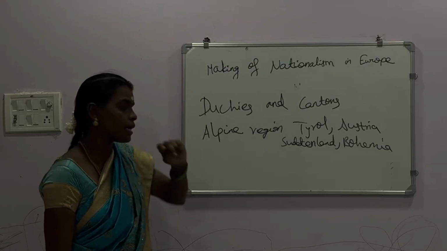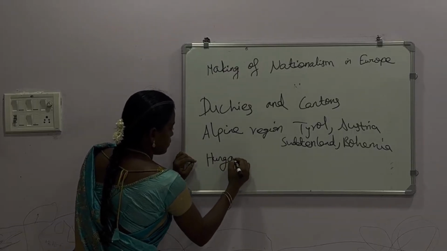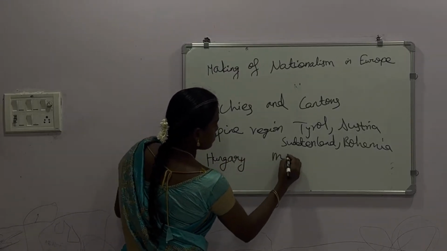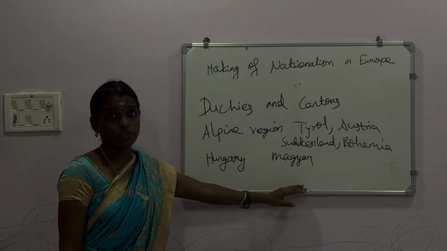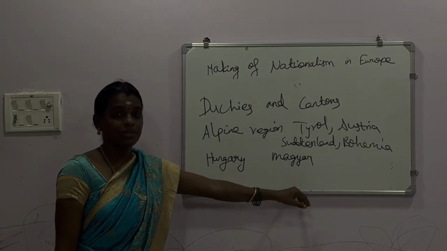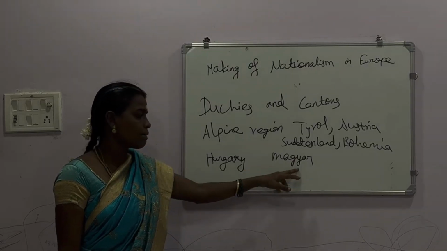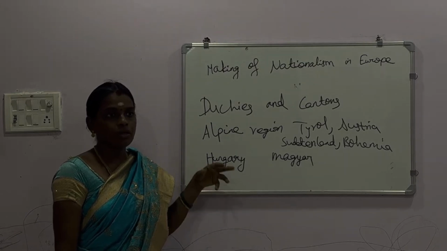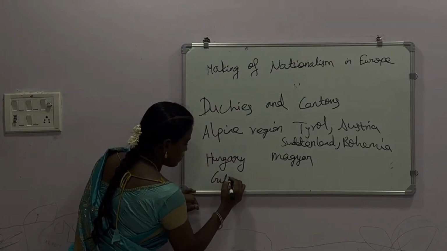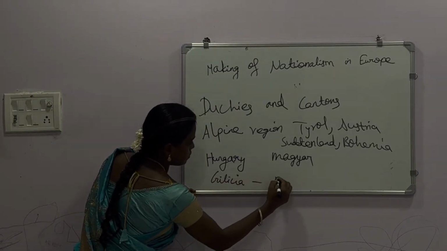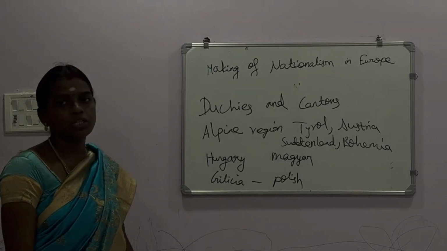Second is Hungary. In Hungary, half of the people used to speak the Magyar language. We have many names of languages which we speak in India, and just like that they had the Magyar language. Half of the people of Hungary spoke Magyar, and the remaining half spoke other dialects. Then Galicia, where they used to speak Polish.